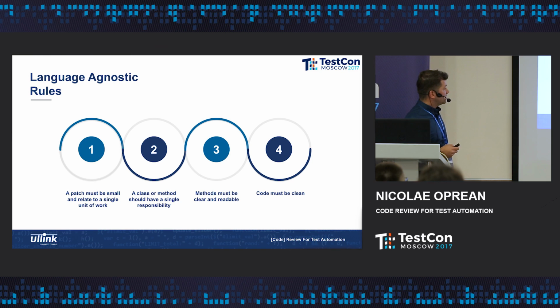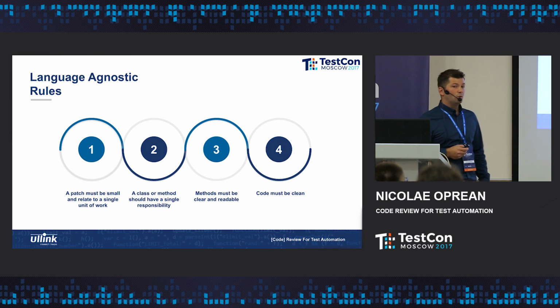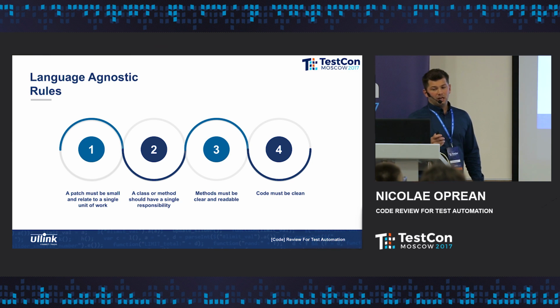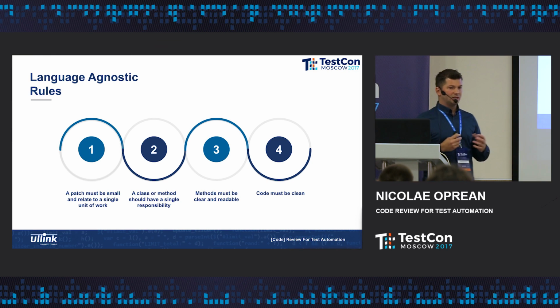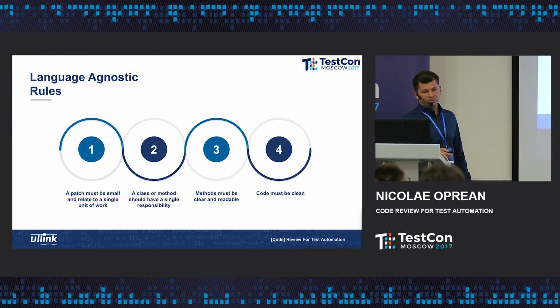A patch must be small and relate to a single work unit. A class or method should have a single responsibility. So, as I mentioned before, you have to extract parts that can be reused. Methods must be clear and readable, and code must be clean. Some of the lessons we learned from code review can be summarized as follows.